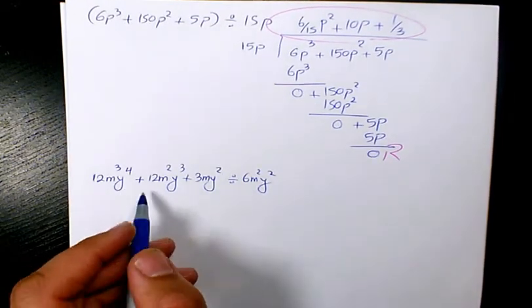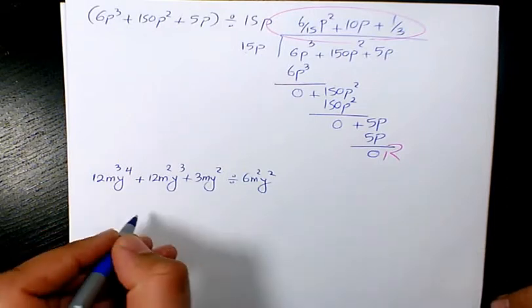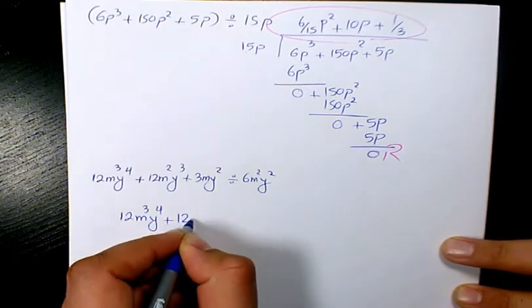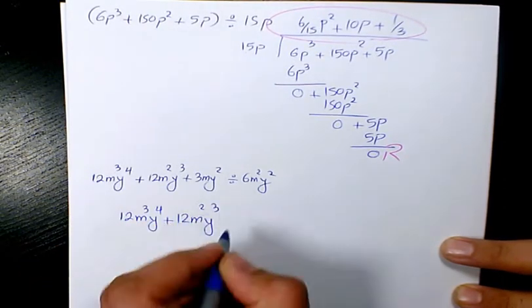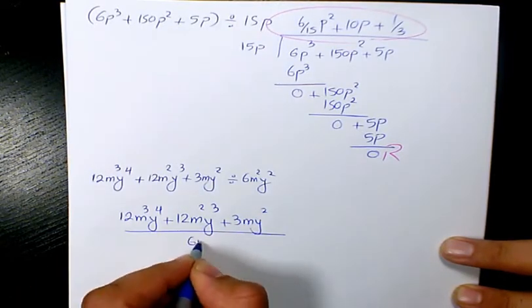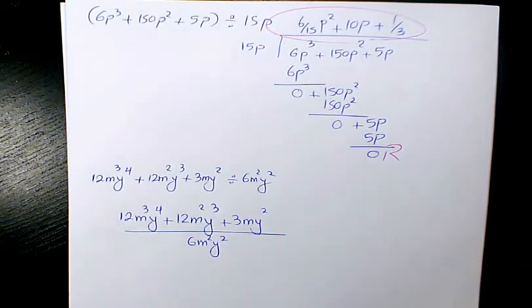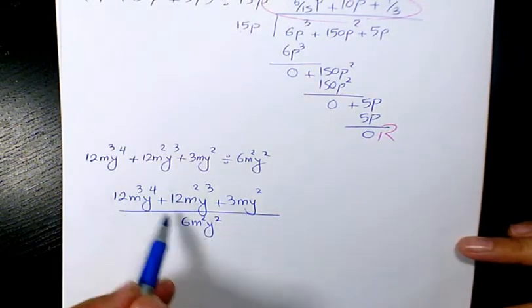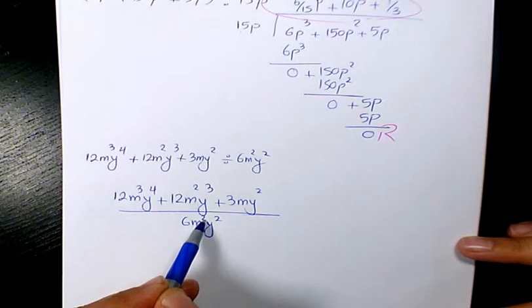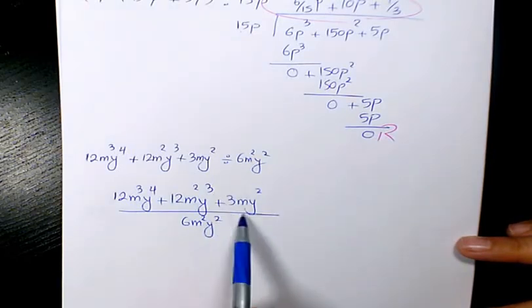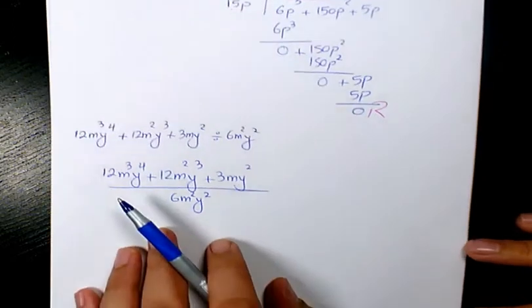How do you do this one? Here, let's do it without long division. 12m cubed y to the power 4 plus 12m squared y to the power 3 plus 3my squared divided by 6m squared y squared. So if you want to do that, see here, m is 3, this one is 2, 2 and 2, and 1 and 2, 4 and 2, 3 and 2, and 2 and 2. So this one is gonna stay as remainder.